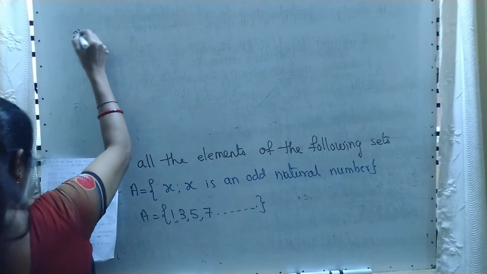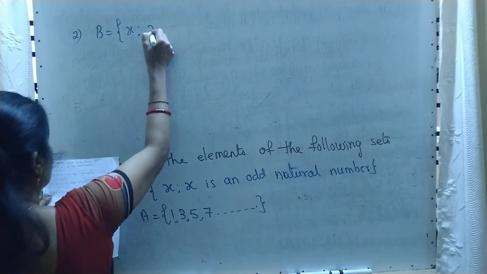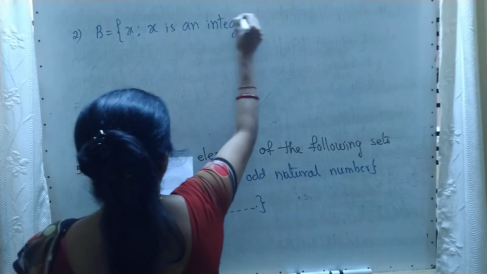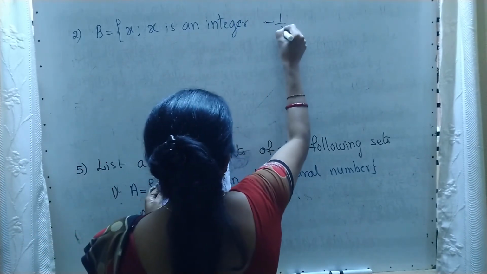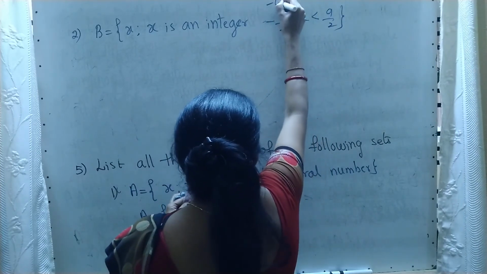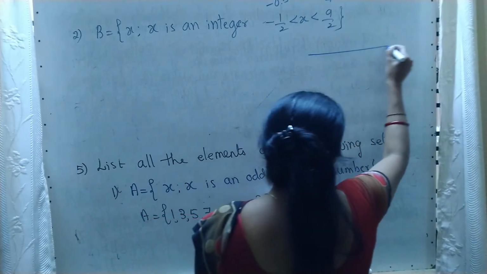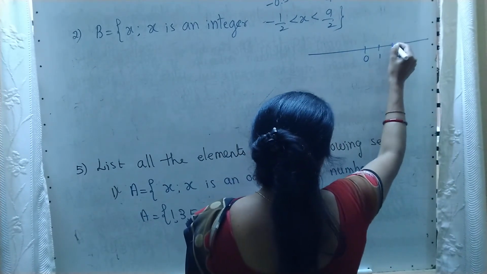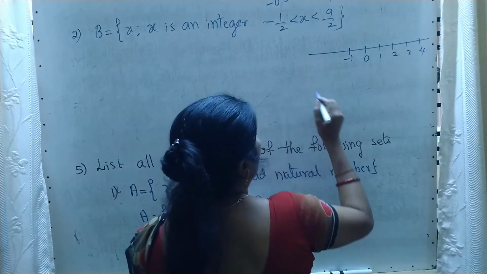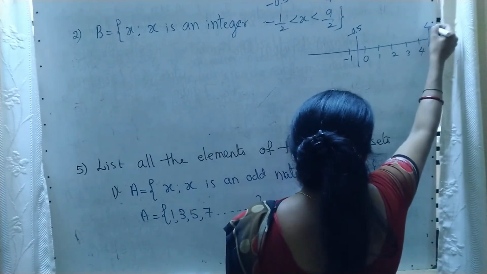Second question. B. X such that x is an integer. It is lying between minus 1 by 2, means minus 0.5, to 4.5. So for reference, better you write a number line. It is 0, 1, 2, 3, 4. This is minus 1. Minus half means it comes here, and 4.5 comes here.